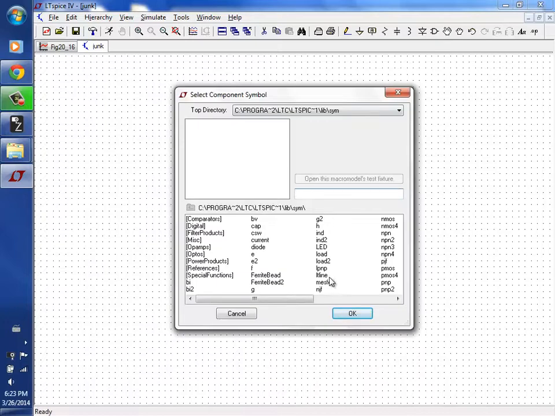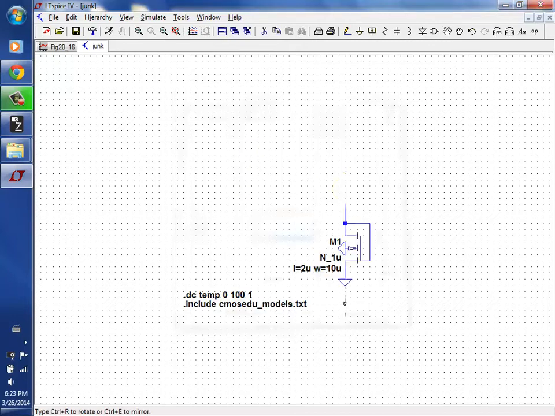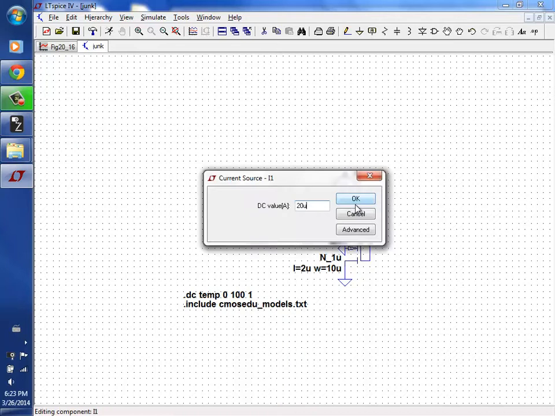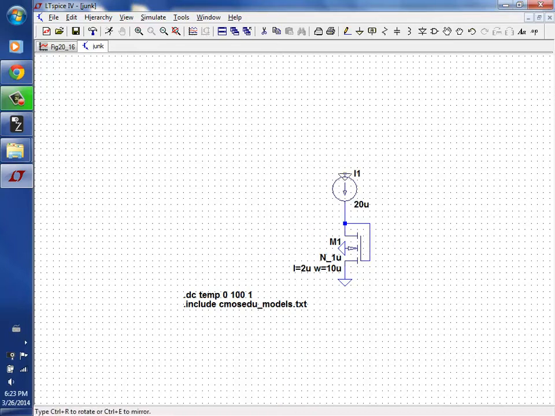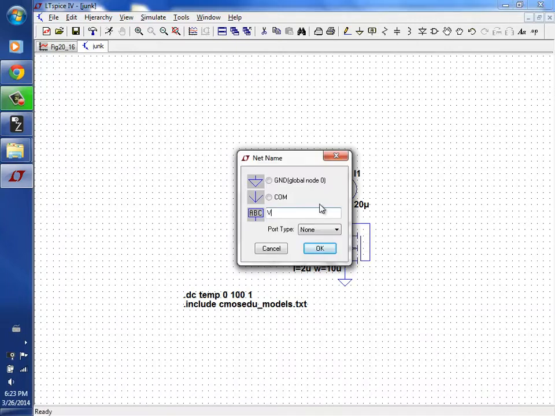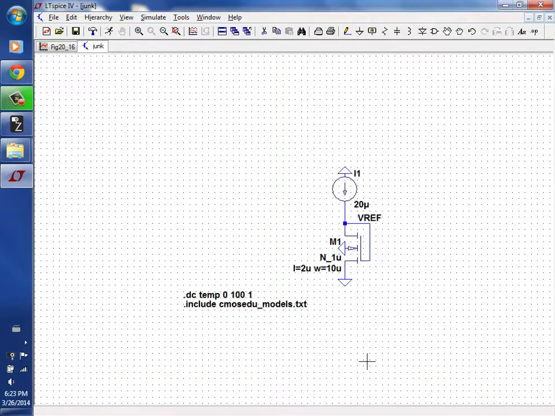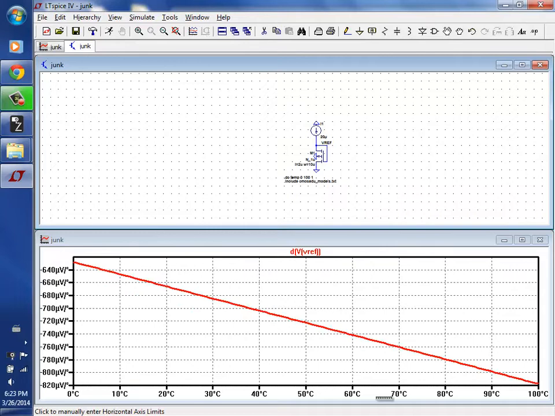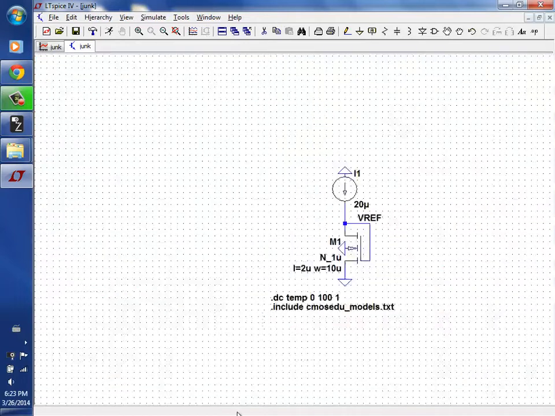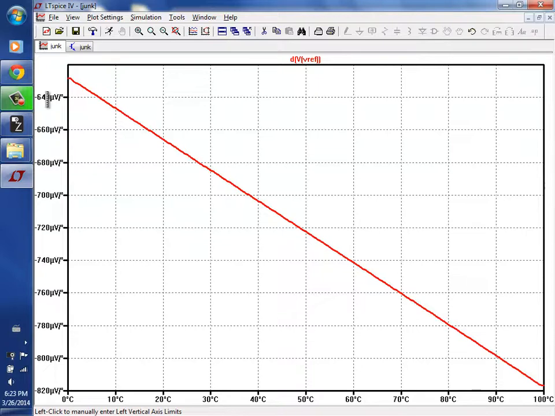What was the current roughly? 20 microamps or 10 for the long channel. So that's 20U. Press G. Boom. And then let's go ahead and call this VREF. And plop that down. Hit run. Nope, that means that the model does minus 640.